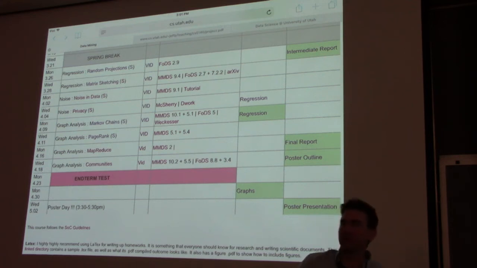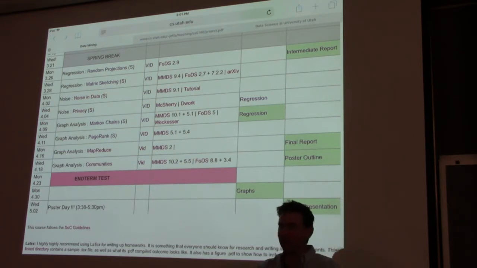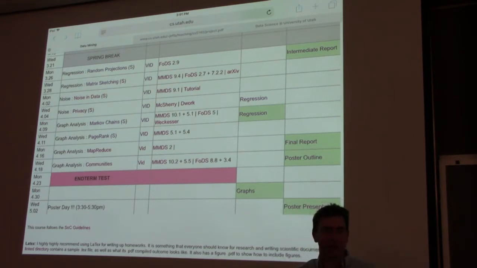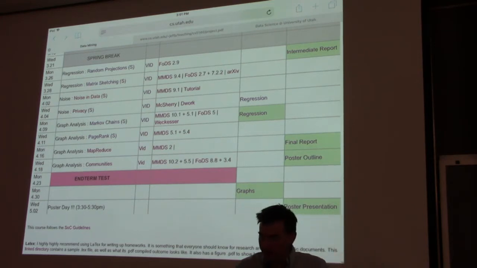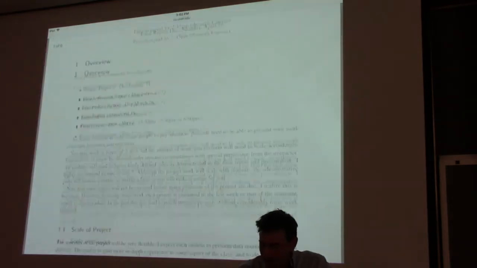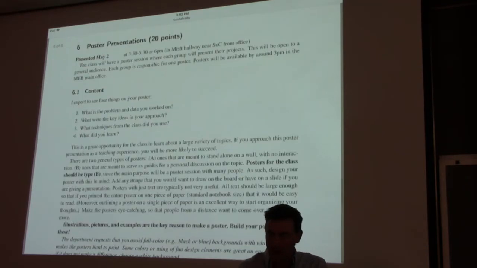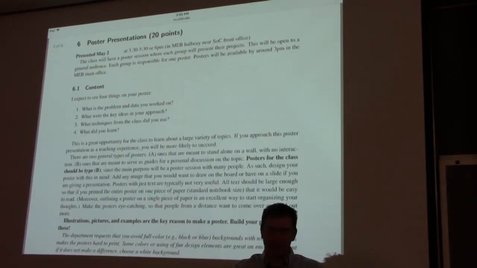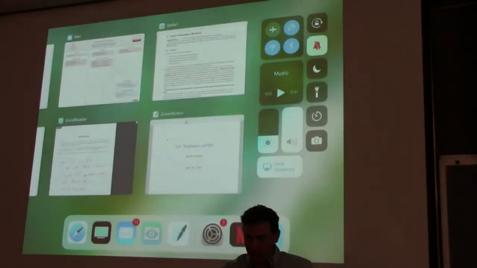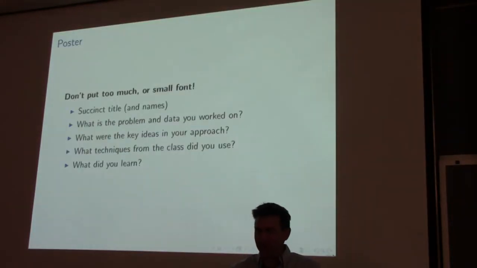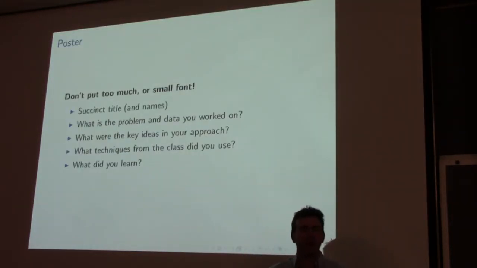required somewhat substantial changes to them before we printed them. All right, so I thought I would just say a few things about the posters before we get started. If you look at the actual document for the project, there's a whole section down here on what should go into your poster. Let me just highlight a few things.